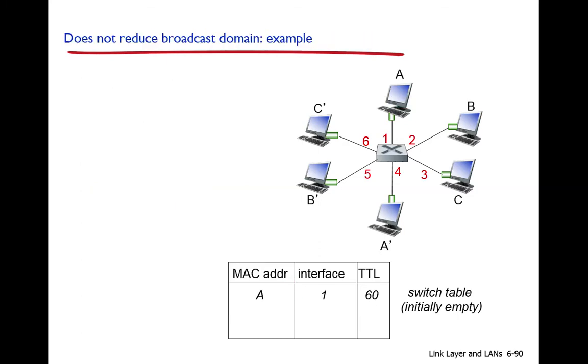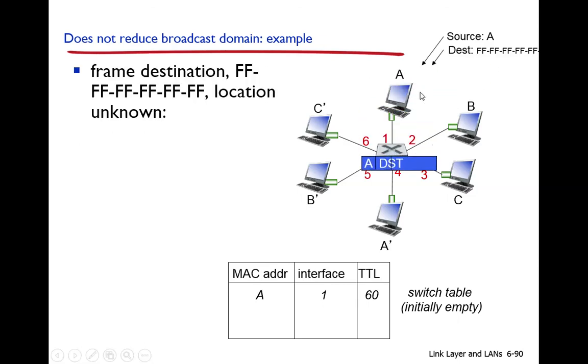Again, the switching works fine. However, it doesn't reduce the broadcast domain. It reduces the collision domain, but it doesn't reduce the broadcast domain. What is a broadcast domain? Suppose a node wants to transmit a message, and the destination address is FF. FF means broadcast, meaning it is for each and every node, so it should be forwarded to all interfaces except the arriving one.